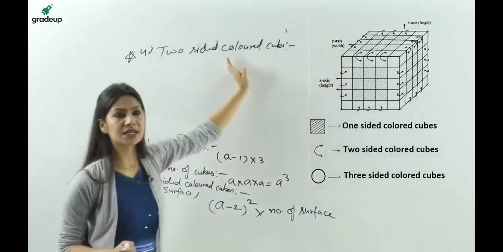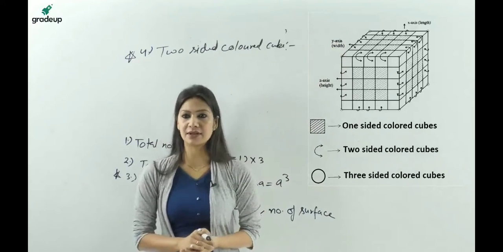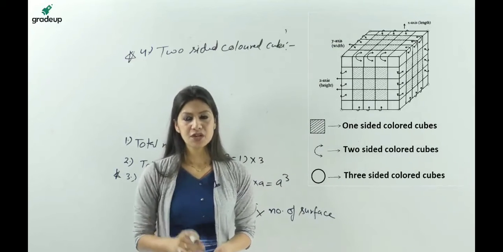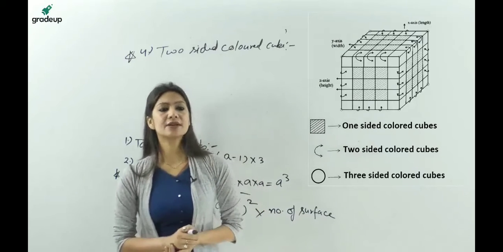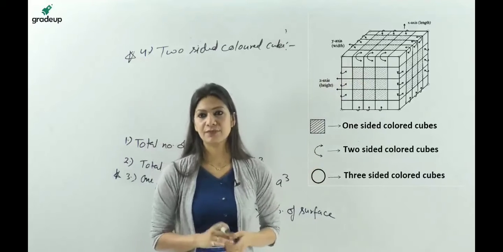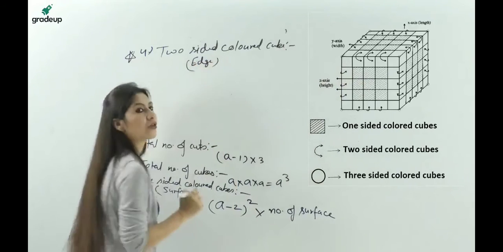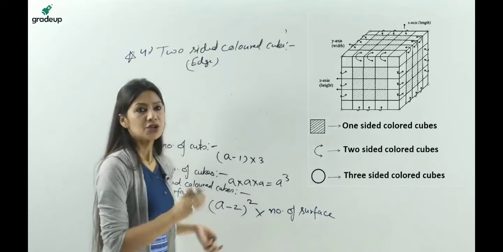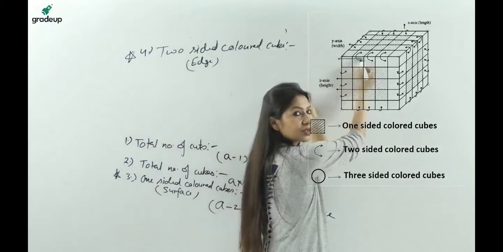Before answering the number of two-sided colored cubes, and before thinking about the formula, let's check out one thing. From where can we check the two-sided colored cube? What do you think, student? In the surface, in the corners, or in the edges? Your answer will definitely be that edges are the portion from where we can count the two-sided colored cube. So coming to this example, can you see, student, this is one edge.